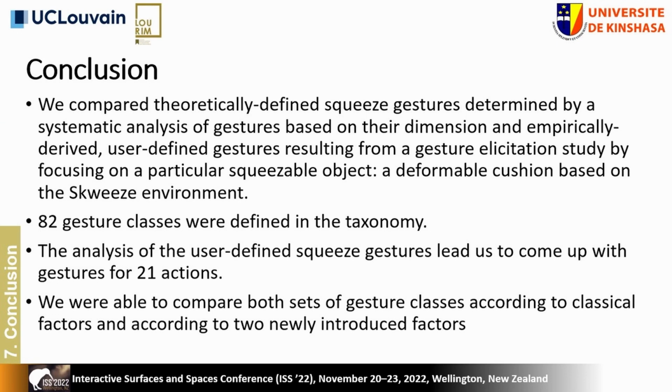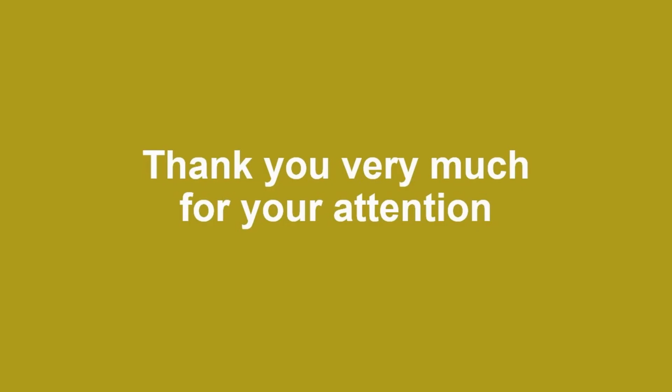To conclude this presentation, we compared theoretically defined squeeze gestures and user-defined squeeze gestures, namely to identify which parts of the taxonomy were actually used in the experiment. We determined the theoretically defined squeeze gestures by conducting a systematic analysis of gestures based on their dimension, which resulted in a taxonomy of 82 gesture classes. For the user-defined gestures, we conducted a gesture elicitation study with 32 participants to come up with a set of squeeze gestures for 21 actions. For more details, including the full results and implications of our gesture elicitation study, please refer to our full paper.